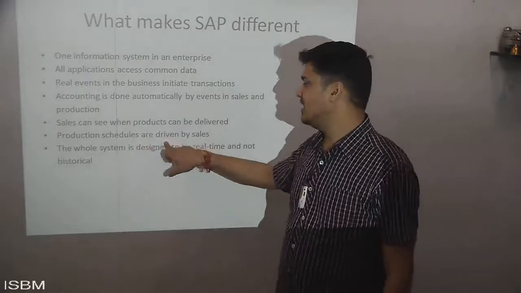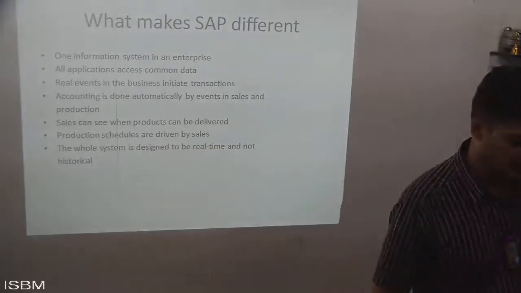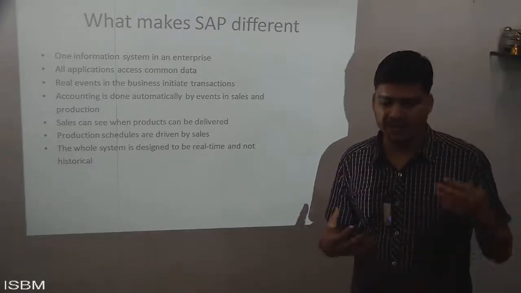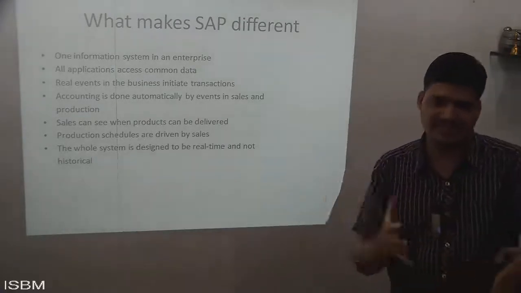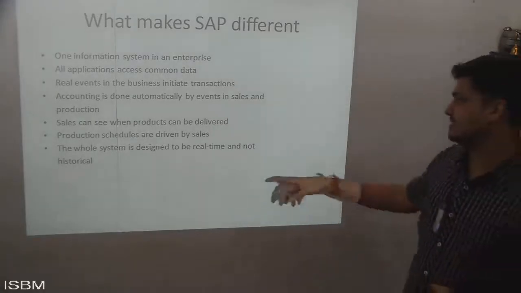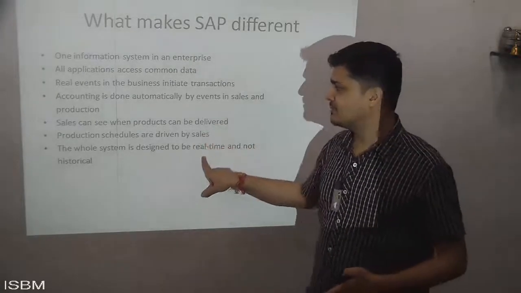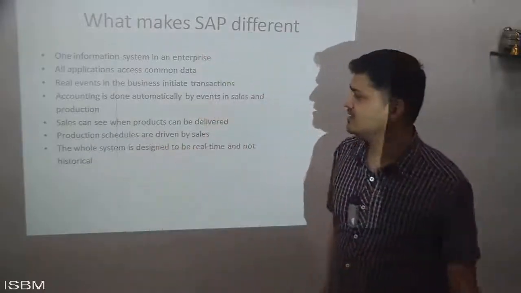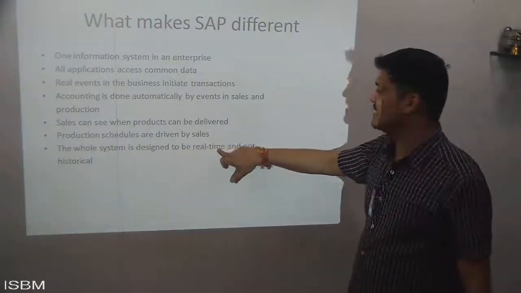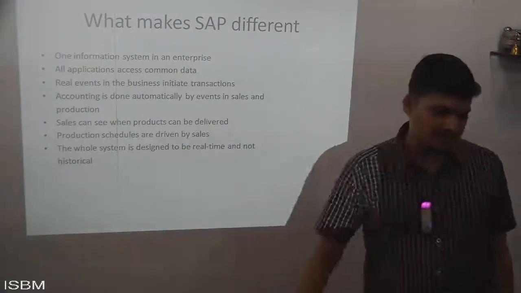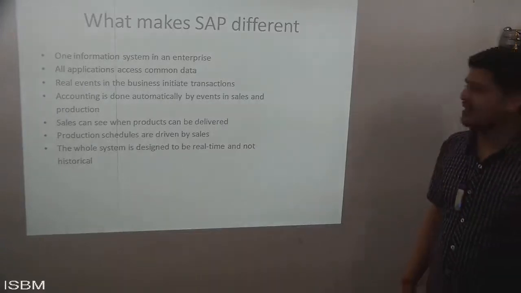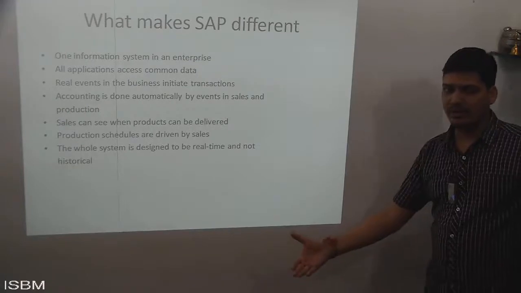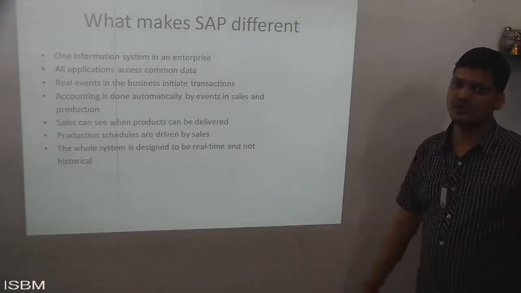The production schedules are driven by sales. Obviously, when the production has been done, the sales department has to sell the product. So sales is directly proportional to the production. These things are integrated with each other. The whole system is designed to be real time and not historical. It is not historical, so what exactly is going on in the company, it will show you that data.